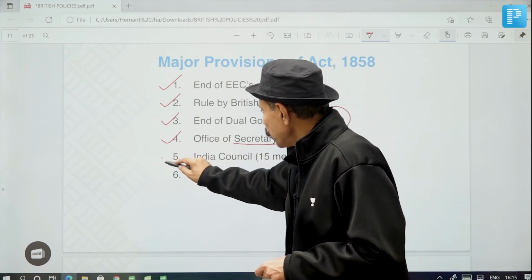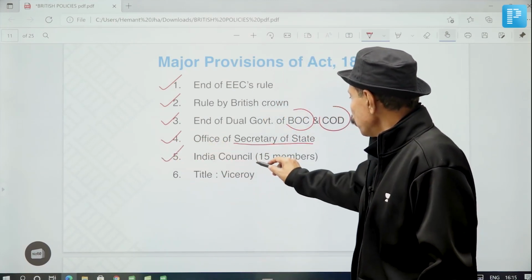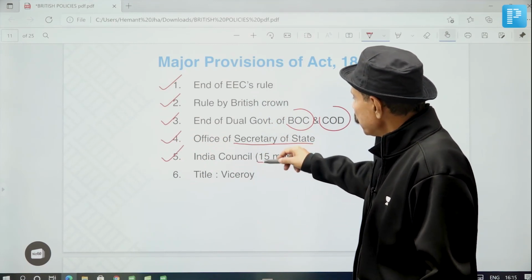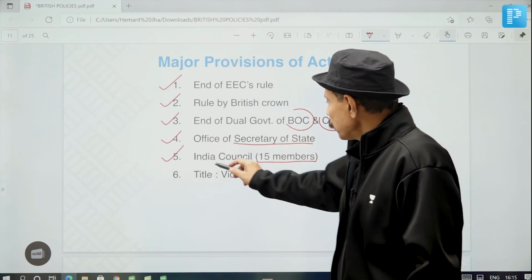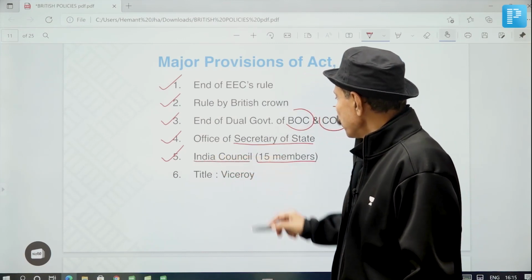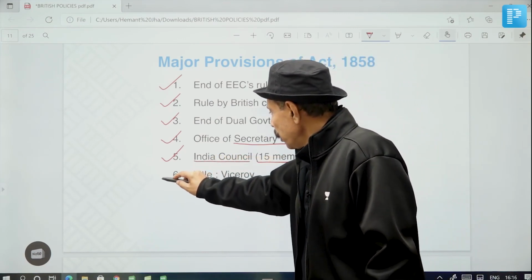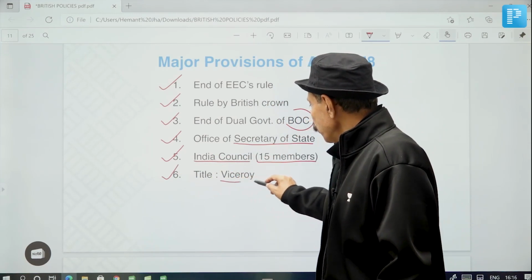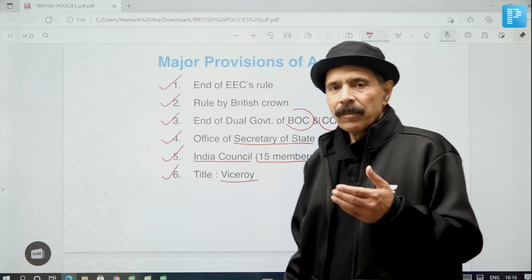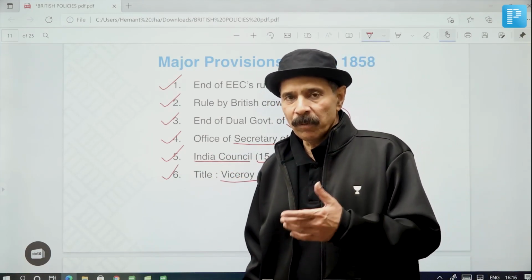And a council was created consisting of 15 members to assist Secretary of State. And this council was known as India Council. And the Governor General of India was given a new title, that is Viceroy. That means Crown's or British Crown's representative in India.